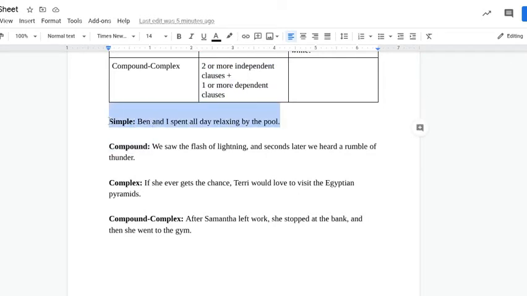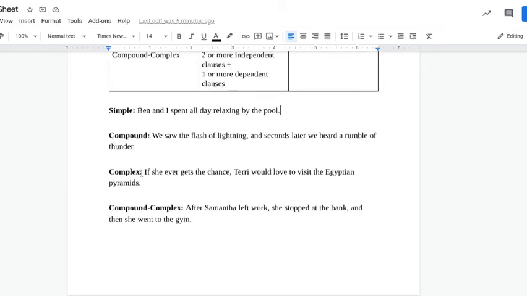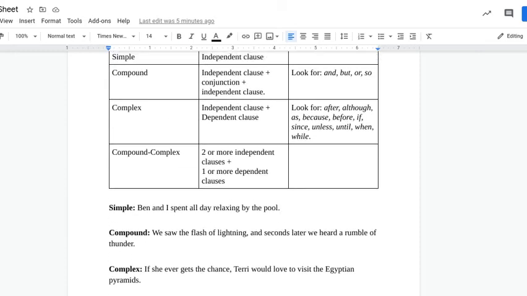Ben and I spent all day relaxing by the pool. Wow, sounds like a fun day. Ben and I. So these are the nouns that we're dealing with. So I is the subject. And then spent is the verb. And then everything after the verb, well, that's the predicate, if you guys remember from last week. So we've got a subject, and we've got a verb, and we have nothing else, which means that this is a simple sentence.